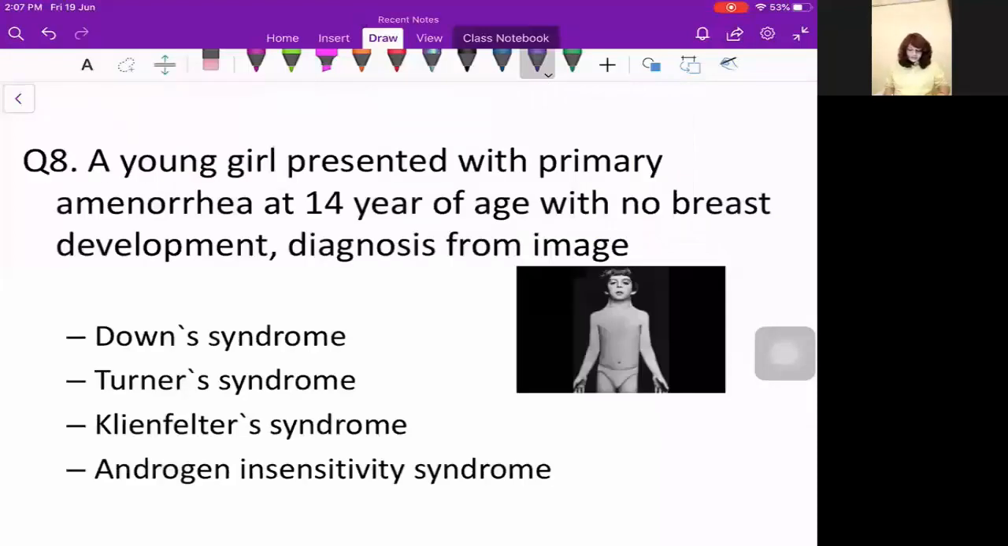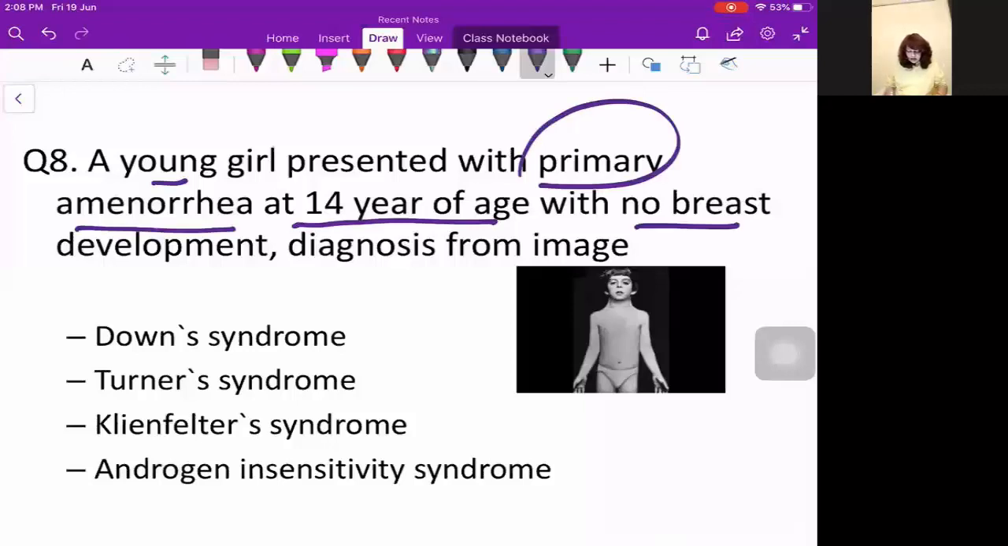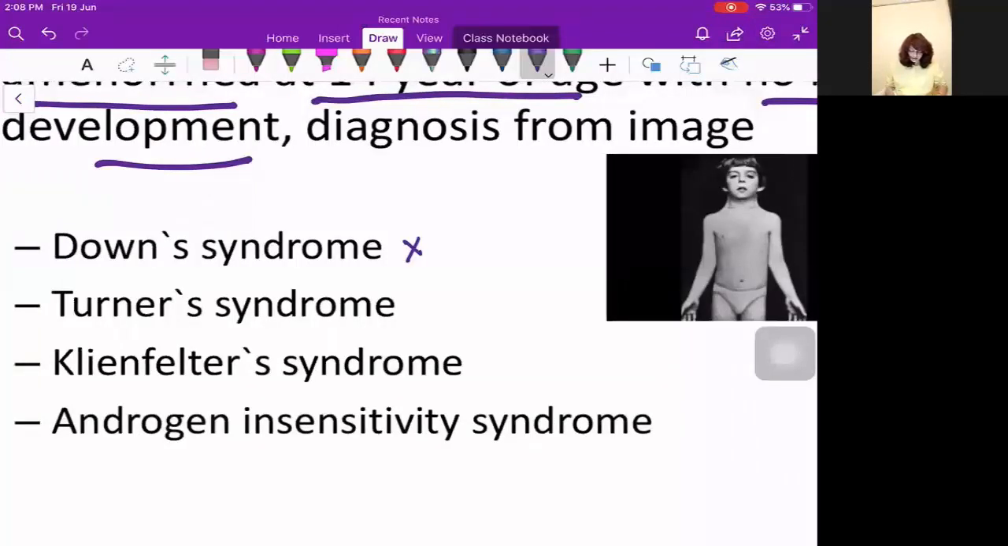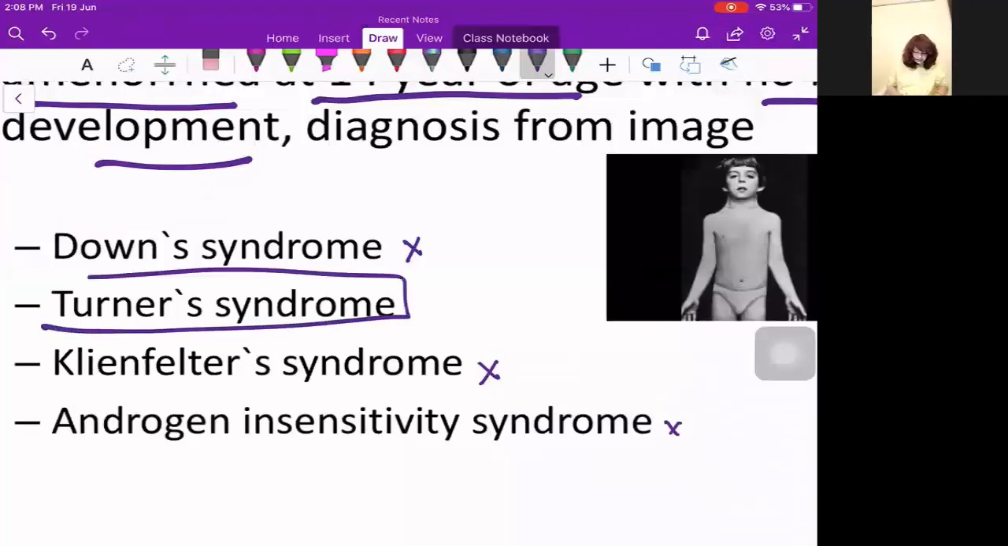A young girl presented with primary amenorrhea at 14 years of age with no breast development, and what is the diagnosis from the image? Young girl, 14 years of age, presented with primary amenorrhea and no breast development. From this image, does it look like Down syndrome? Not really. Is it Turner syndrome? Let's just look. Klinefelter syndrome occurs in boys. Androgen insensitivity syndrome, it does not present like this. So this is Turner syndrome.